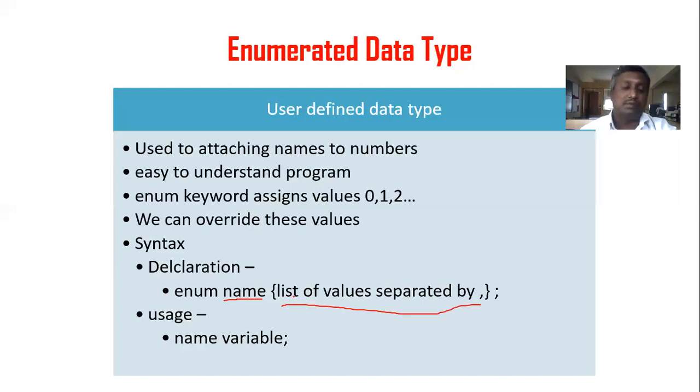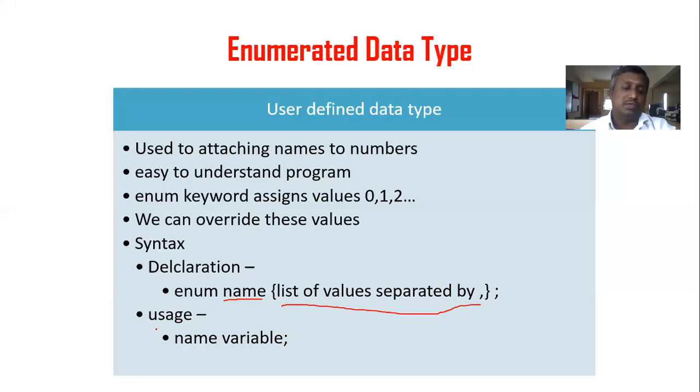For example, you have the days of a week as values. Then we can write Sunday, comma, Monday, comma, Tuesday, comma, Thursday, comma, Friday, comma, and Saturday. Or if you want to write places, Bangalore, Hyderabad, Pune, Gurgaon, it can be specified here. All you have to do is separate them by commas.